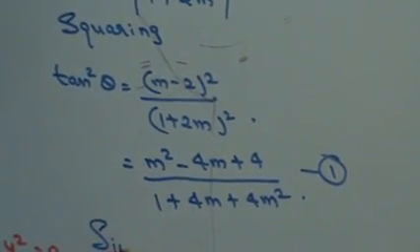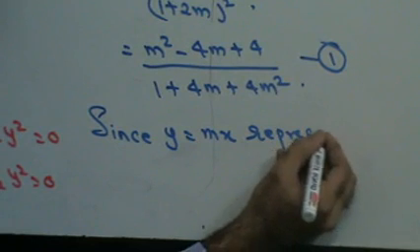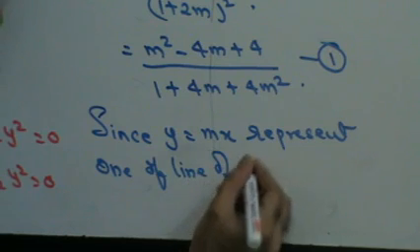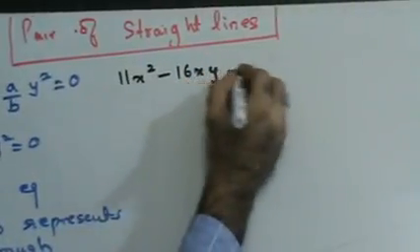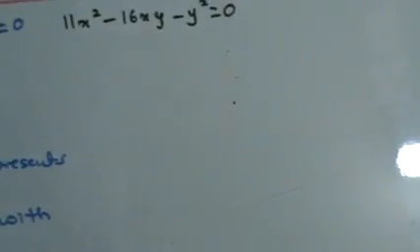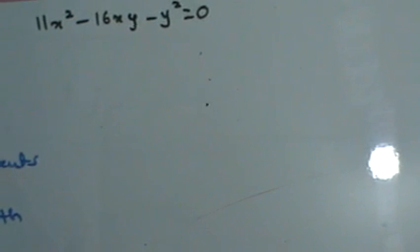Now since y is equal to mx represents one of the lines of the equation 11x square minus 16xy minus y square is 0, that means y is equal to mx should satisfy that equation. That means in that particular equation, instead of y, I can write mx. So y is equal to mx should satisfy this equation.